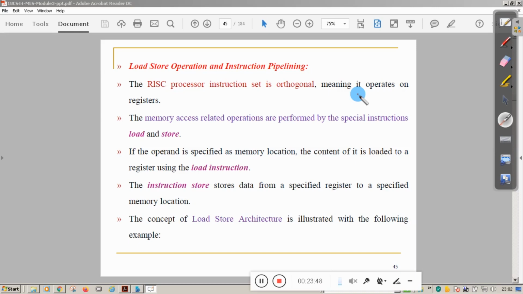90% of the time ARM instructions operate on the register. Load and store are used to fetch the instructions from the memory, but whatever the operation, it will be performed in the register only. So no operation will be performed on the memory. That's why RISC processors are rigid, but faster. The memory access related operations are performed by special instructions, load and store, in the RISC processor.